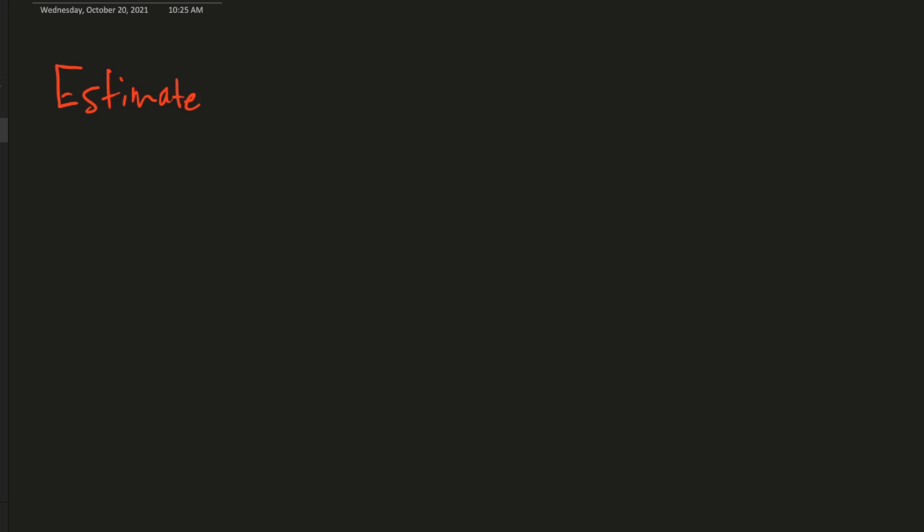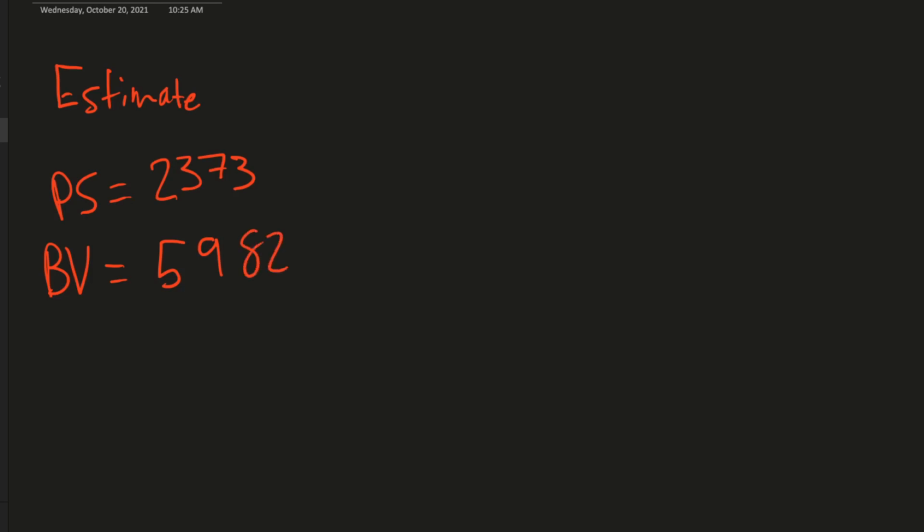So if you have two cities, let's just call it Port Sydney, and I'm just going to call it PS for short. And Port Sydney has 2,373 people, for example. My old town does not have that much, but we're just using that. And then I'll have Baysville, which is another town nearby. And we'll say Baysville has 5,982 people. And we wanted to figure out the difference between these two, but by estimating and rounding.